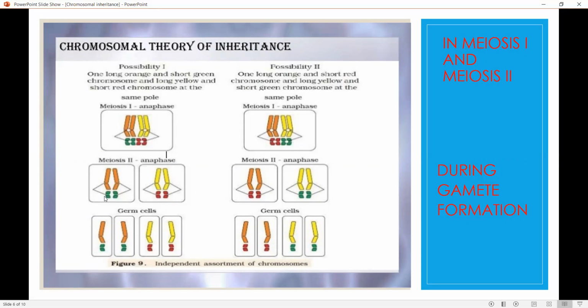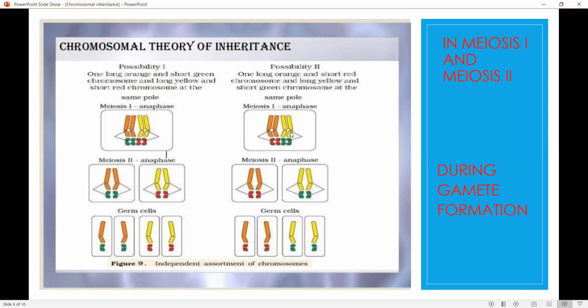So in this way, each chromosome moves to the different germ cells to express their characters. This is one possibility: one long orange chromosome with a short green chromosome, and a long yellow chromosome with a short red chromosome. Another possibility: one long orange and a short red chromosome, and the yellow with the green chromosome.